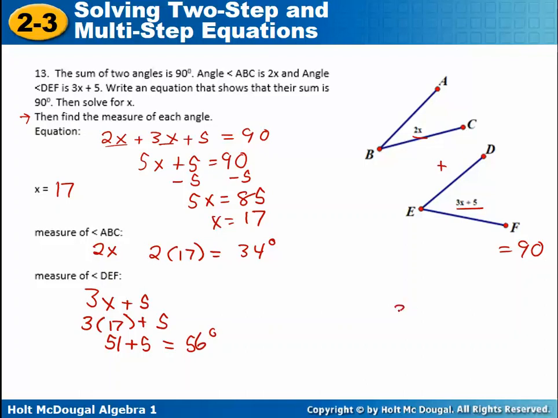And I can check this by taking my answers, 34 plus 56, and making sure that it equals 90 like it was supposed to. And it does, so that checks, and these are the values, the measures of those angles.